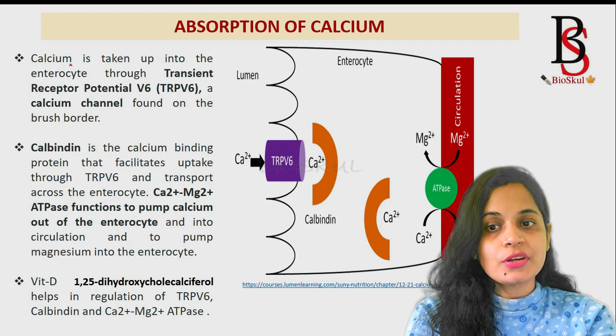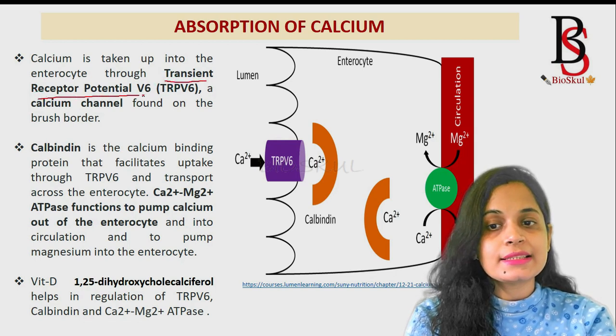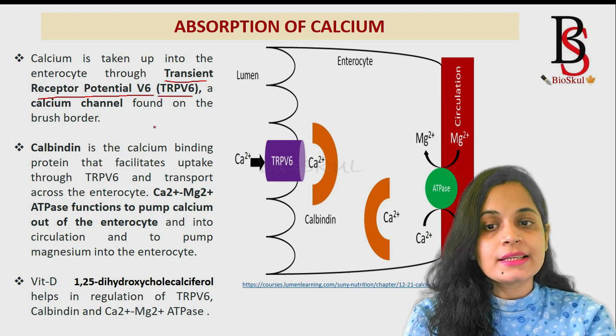Next is the absorption of calcium. Calcium is taken up into the enterocyte through a calcium channel. The calcium channel is known as transient receptor potential V6, or TRPV6. It is found in the brush border. Here it is, the calcium channel which will help in the transportation of calcium.